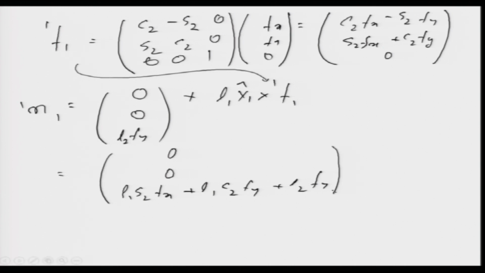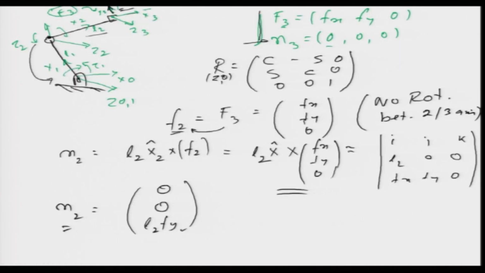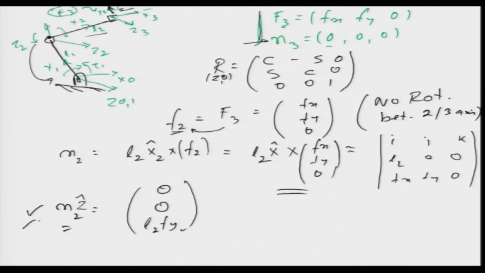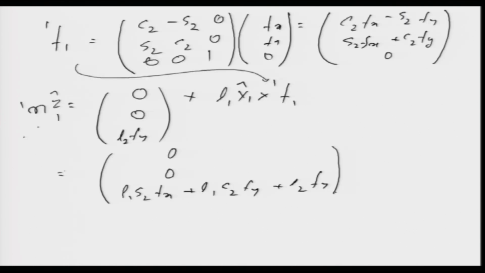Now, this is the moment on the second axis. Now, moment means torque, this is about the z axis. Similarly, this is the moment about the z axis of the first axis. Now, if I combine this term and this term, these are the two moments which are acting, and if I combine it, then I am going to get my torque 1, which is equal to L1 S2 into f x plus L1 C2 plus L2 into f y.